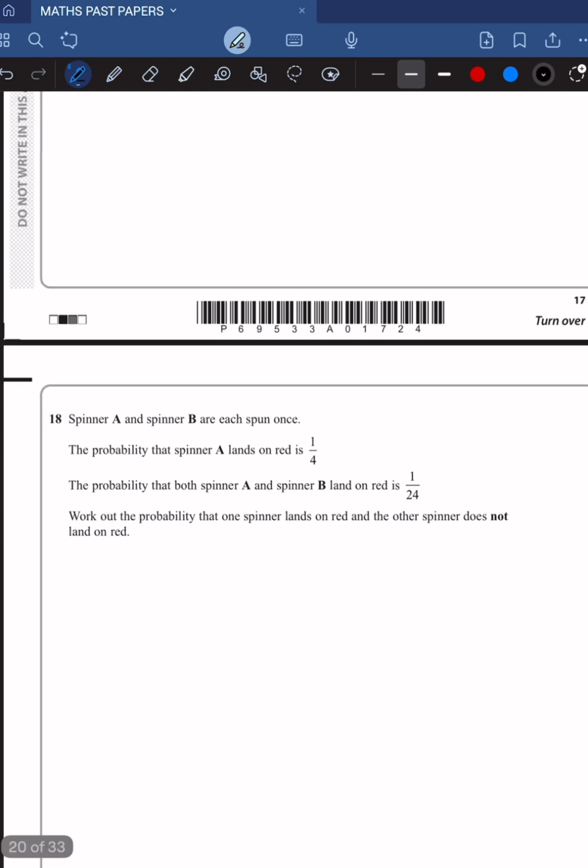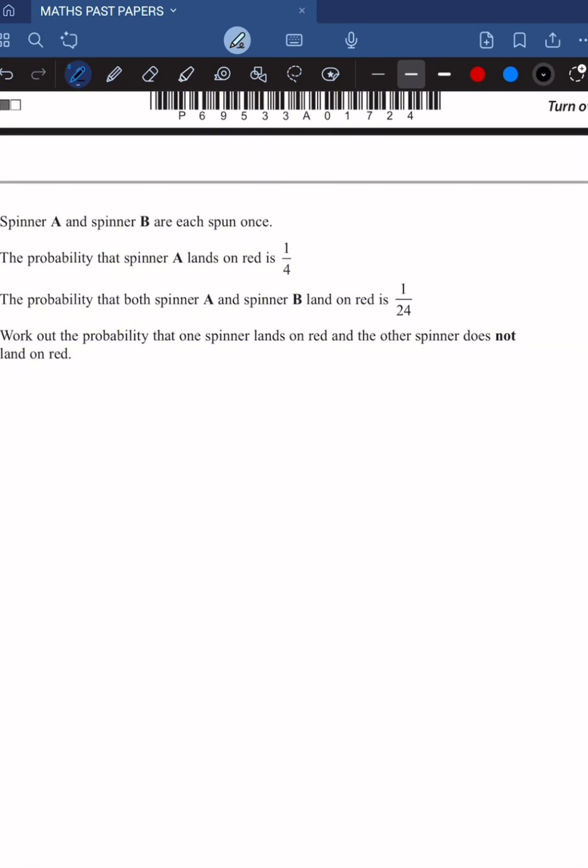Let's go. Next question. Spinner A and spinner B are each spun once. The probability that spinner A lands on red is 1 over 4. Probability that both spinner A and spinner B land on red is 1 over 24. Work out the probability that one spinner lands on red and the other spinner does not land on red.